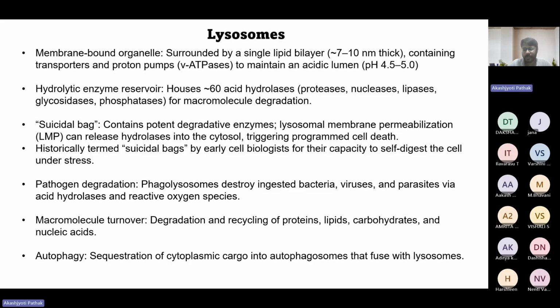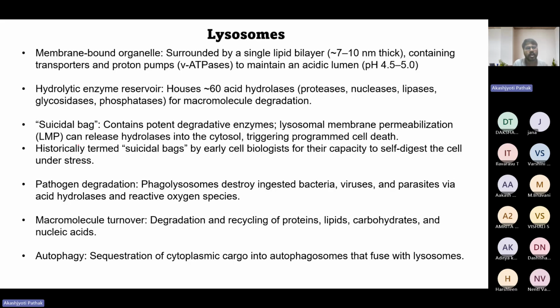Have you read about these in your cell biology course? What is the function of V-ATPases and why is an acidic environment required inside the lysosome? It is required for the activity of these enzymes. All enzymes have a particular pH and a particular temperature at which they are active. So for the activity of these enzymes, an acidic pH is required. That is why the inside of the lysosome has an acidic pH.